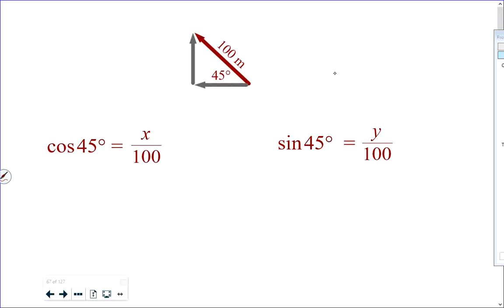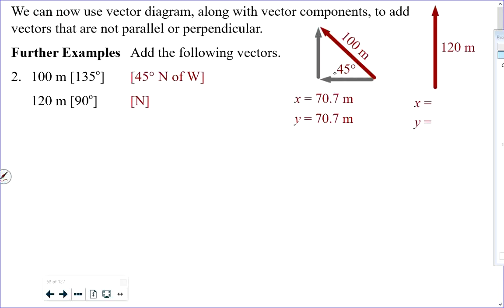It better be, anyway. X will be 100 cos 45. Y will be 100 sine 45. By the way, a 45-degree triangle like this, the x and the y are equal. And you should notice that cos 45 and sine 45 are the same. So we find those two numbers. And I get 70.7 something. Throughout this entire lesson, I'm not going to worry about exact values. You should be able to use your calculator and carry all the decimals to the very end.